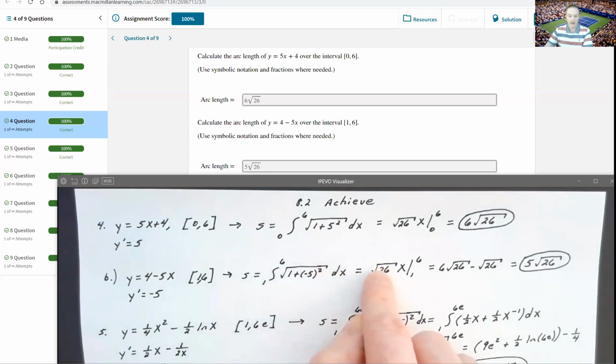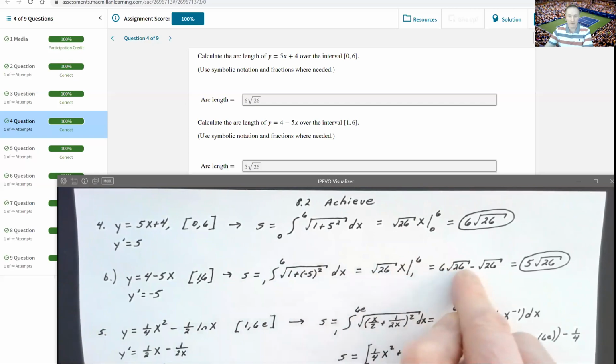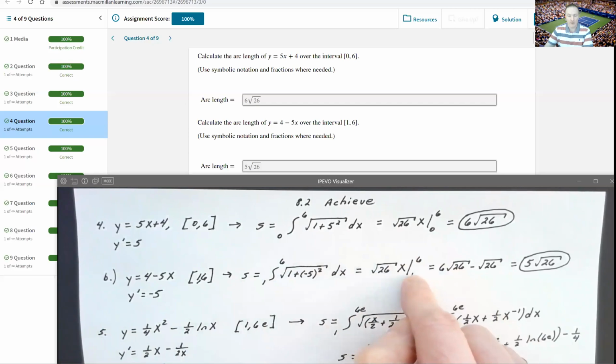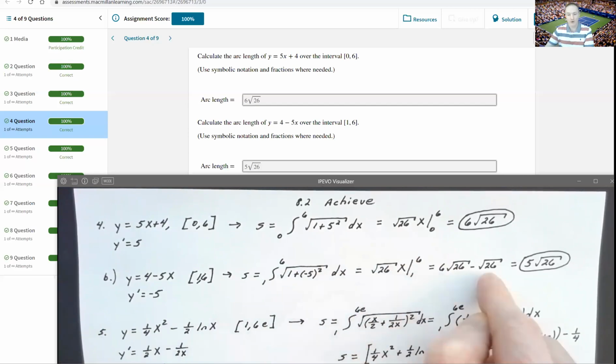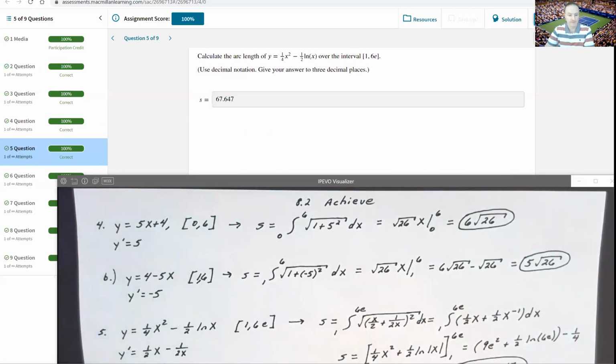When you integrate that, you get the square root of 26 x. The difference this time is we're evaluating from 1 to 6. When we evaluate it at 6, you get 6 root 26, just like the last problem. But then for the lower limit, we subtract off 1 root 26. Well, 6 root 26 minus 1 root 26 gives me my answer of 5 root 26 for that final solution.